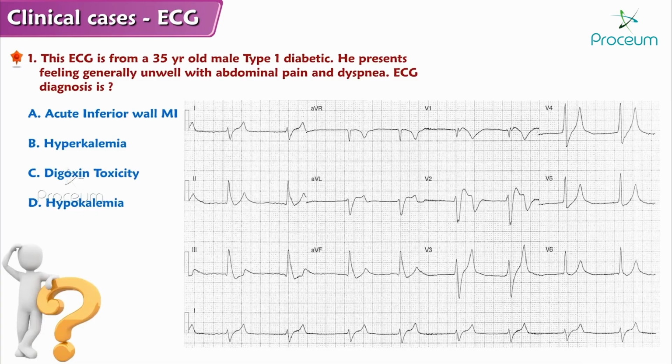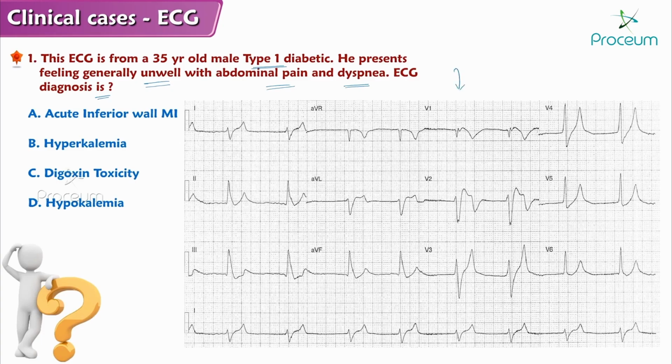Hello my dear friends. As a part of the continuation of the ECG series, in this session we will discuss some clinical based ECGs. If you take the first one, I have a patient who is a 35-year-old male. He is type 1 diabetic and presents feeling generally unwell with abdominal pain as well as dyspnea. And the ECG is shown here.